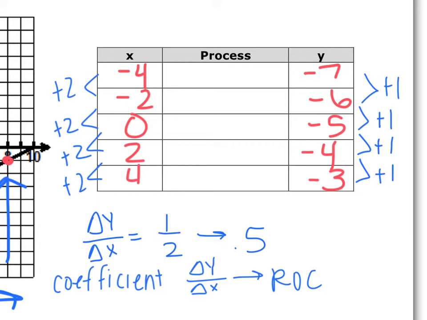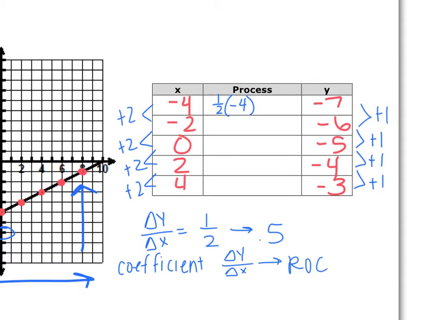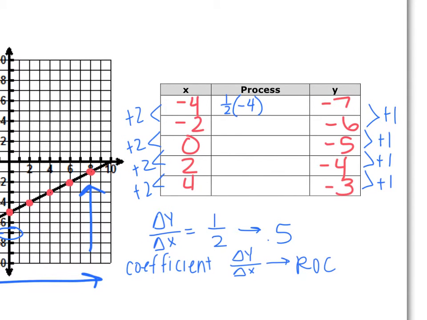I recommend the fraction. So we plug that coefficient into our process table, and remember your coefficient always gets multiplied by your x value. So we have here, and I'm going to show this work up here so that we can see what's going on. Half of negative 4 is negative 2. I need to get to negative 7.